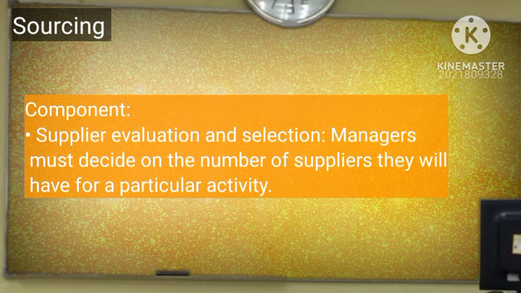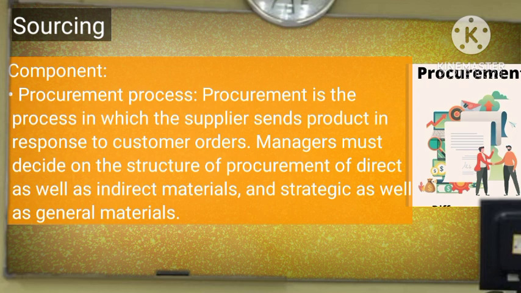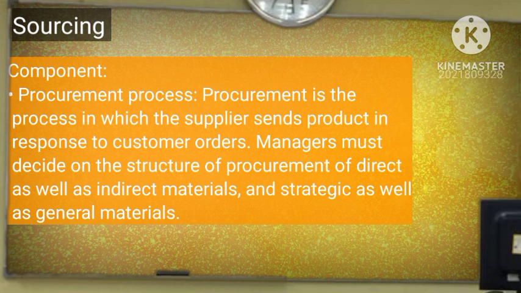Managers must decide on the number of suppliers they will have for a particular activity. Procurement process. Procurement is the process in which the supplier sends product in response to customer orders. Managers must decide on the structure of procurement of direct as well as indirect materials, and strategic as well as general materials.